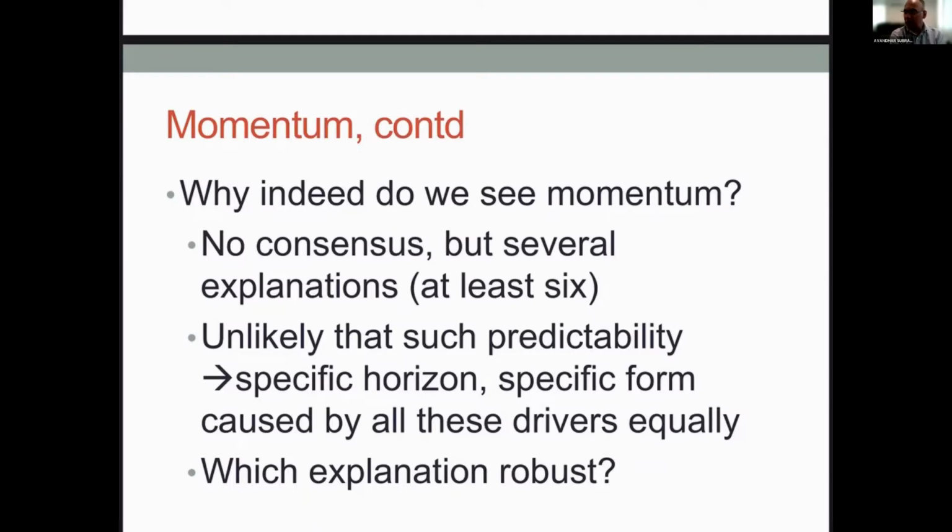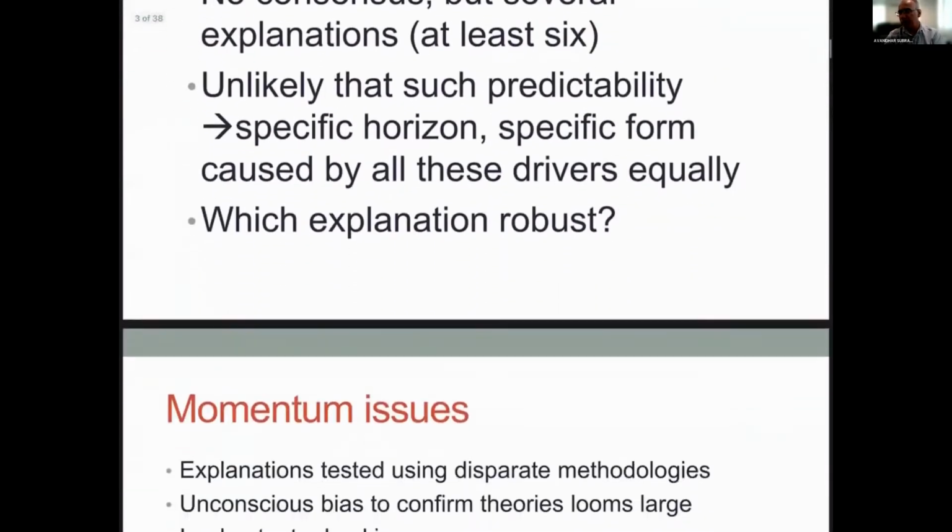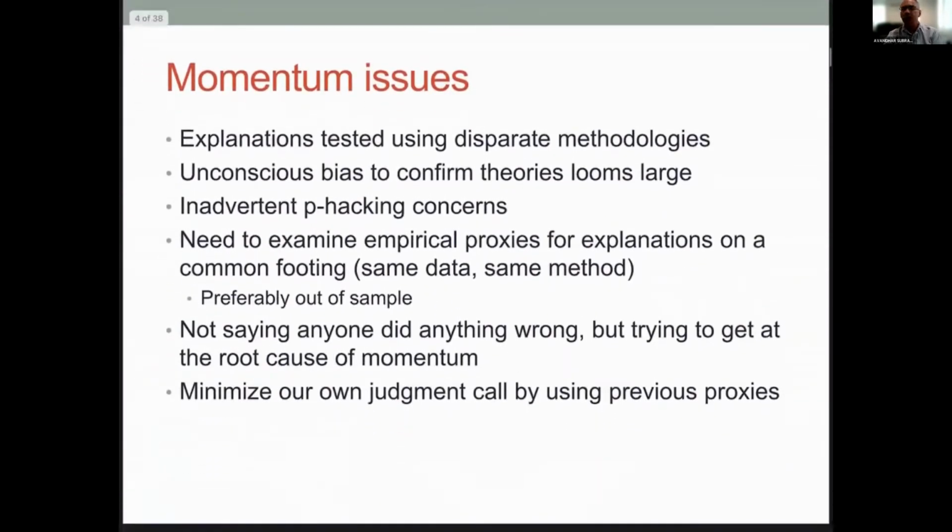So the question that arises is, which of these explanations is robust and what's really happening as far as momentum is concerned. Surprisingly, academics have paid very little attention to that important issue, which is basically where our paper comes in. As far as the issues surrounding those 6 explanations are concerned, we do have a lot of pressure by academics to confirm their own theory. And to develop a theory, you want to confirm it.